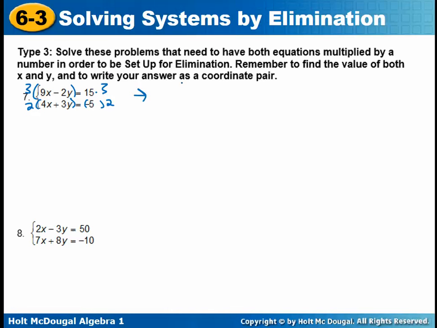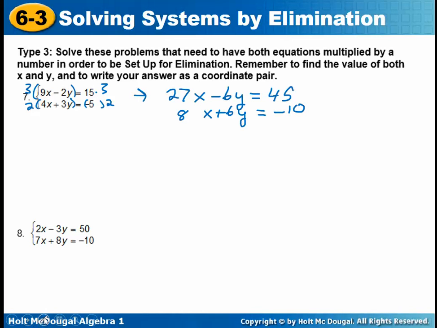So 3 times 9 is 27x. 3 times -2y would be -6y. 15 times 3 is 45. So now I've got a -6y for the middle term here. The bottom equation would be 2 times 4x is 8x. 2 times 3y is 6y. There we go. And then -5 times 2 is -10.